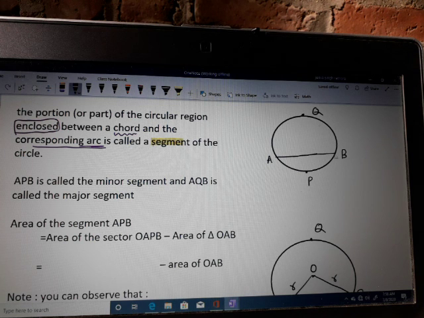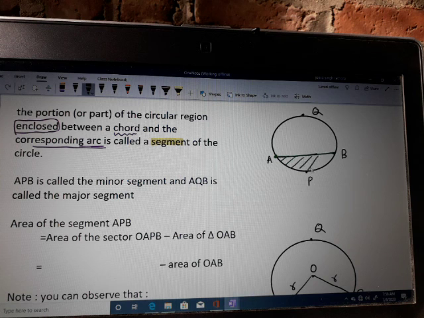I have drawn a diagram for you to understand this concept very clearly. This is the circle, and the line AB joining two points on the circle is known as a chord of the circle. So here AB is the chord of the circle and this is the arc of the circle. A to APB is the arc of the circle. This is the region between this chord of the circle and this arc, the segment.